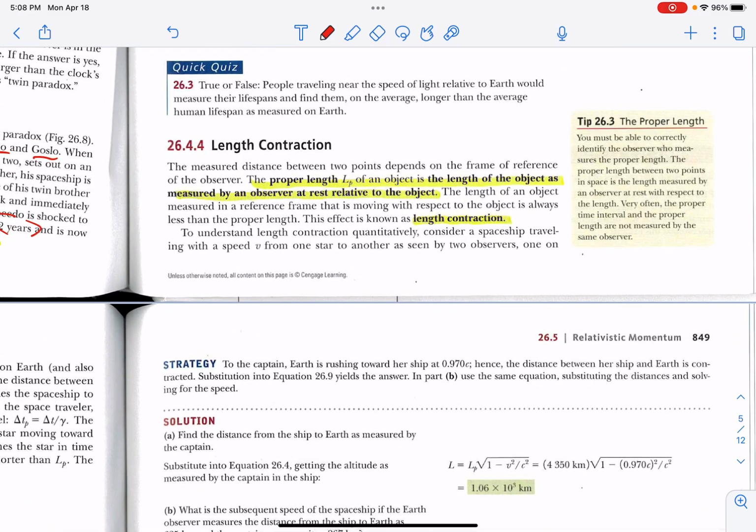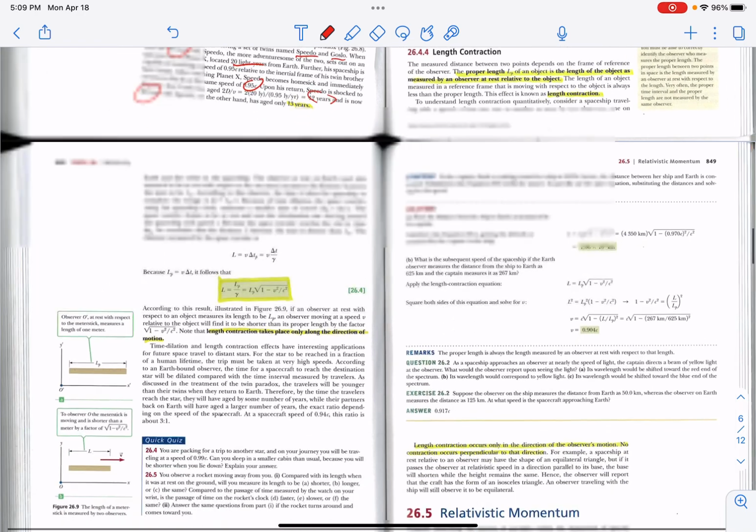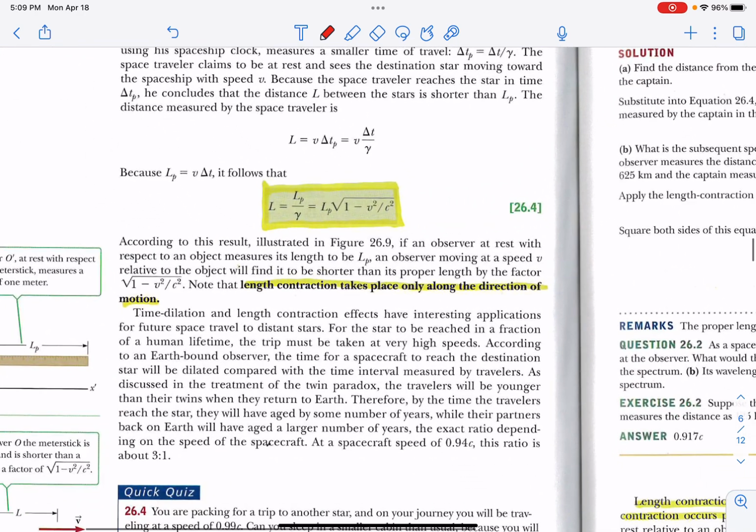The length contraction is that as an object begins to approach the speed of light, its length begins to contract or get smaller and approach zero. Once again, we have the same adjustment factor, the same Lorentz transformation here.